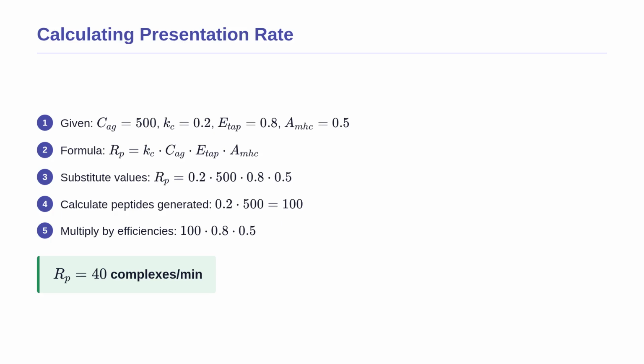We start by substituting these biological values into our rate equation. First, we multiply the cleavage rate of 0.2 by the antigen concentration of 500, which tells us that 100 peptides are generated per minute by the proteasome. We then multiply this by the TAP efficiency of 0.8 and the affinity of 0.5. The final calculation yields 40 complexes per minute. Physically, this means every minute, 40 new viral peptides are successfully displayed, providing a strong signal for T cells.